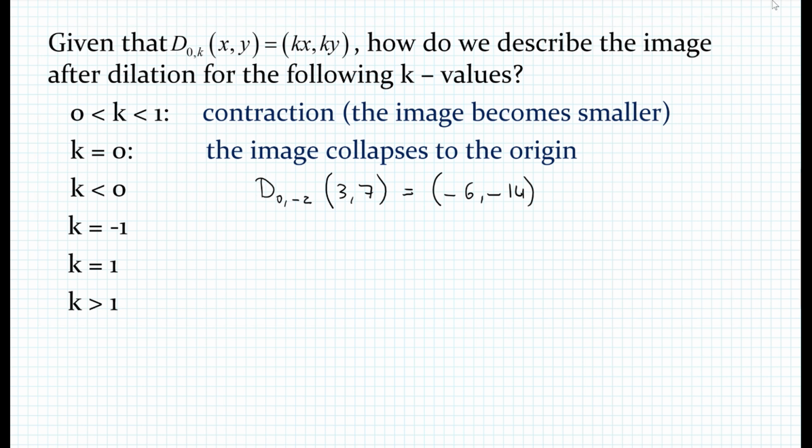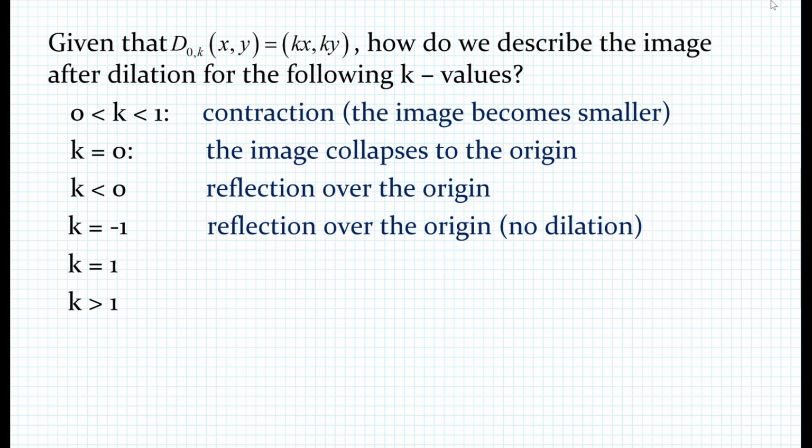So we can describe it as follows. We have a reflection over the origin, independently of whether it gets bigger or smaller. But that's a different case that we can discuss in a few minutes. Now, what about if K is negative 1 and that's it? Well, in this case, we have a reflection over the origin, but no dilation at all.